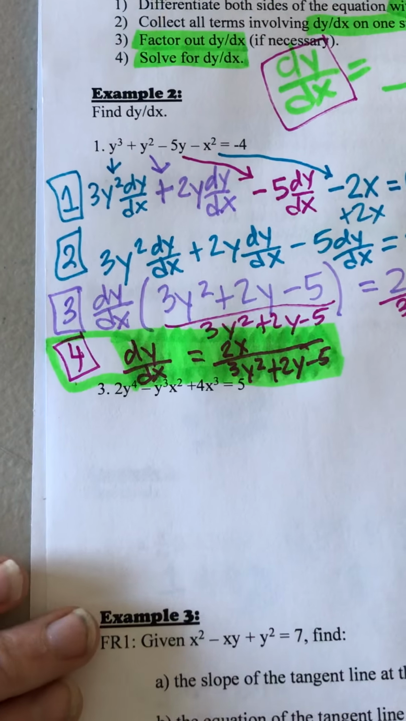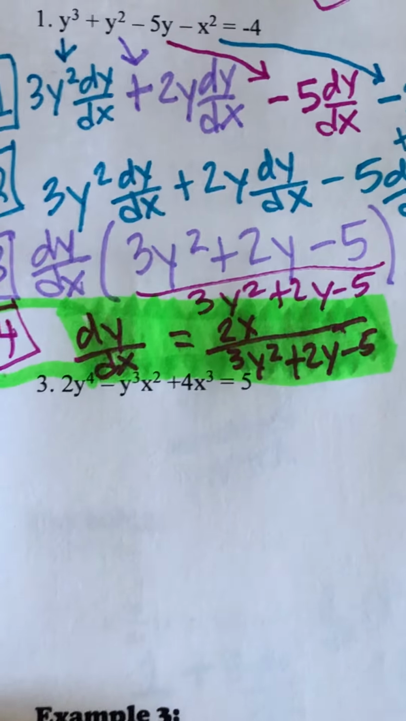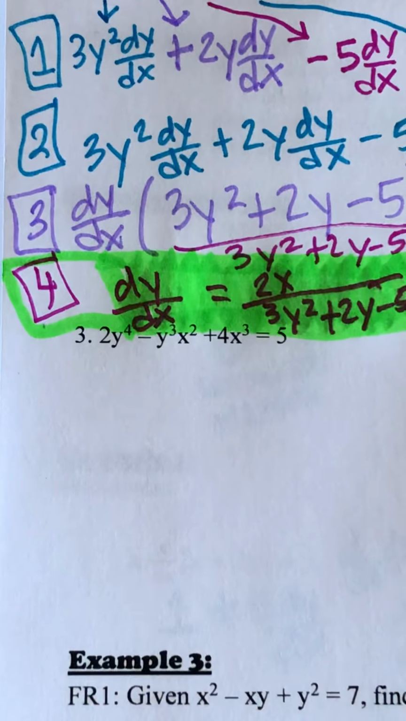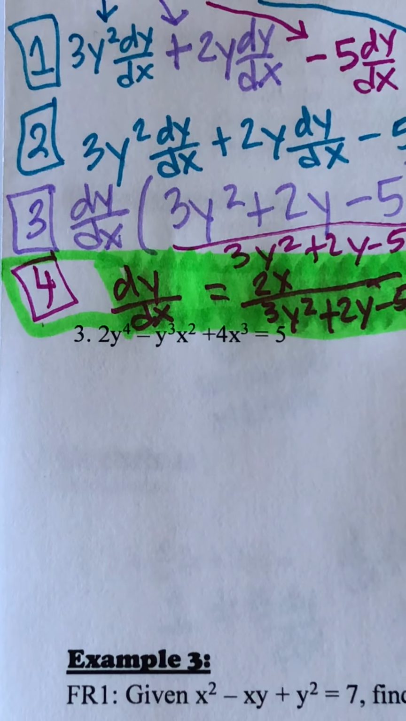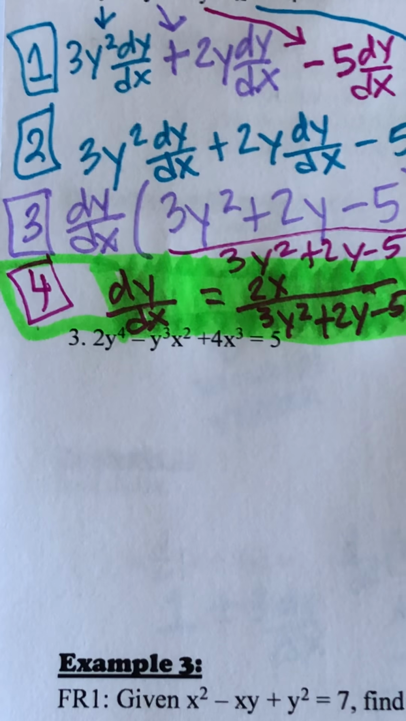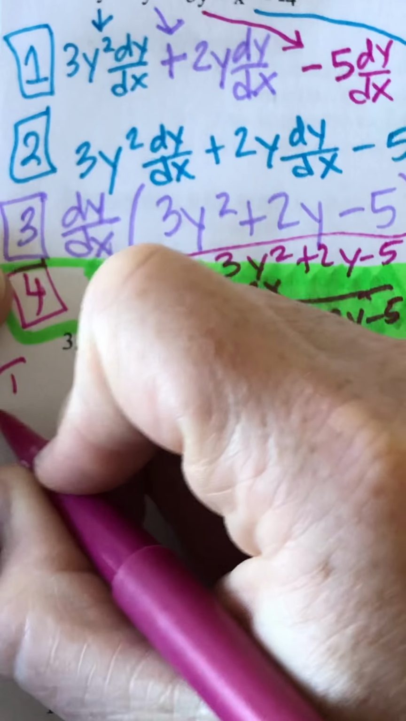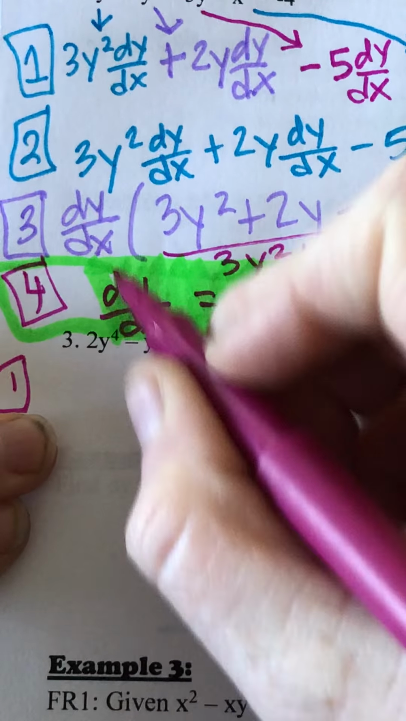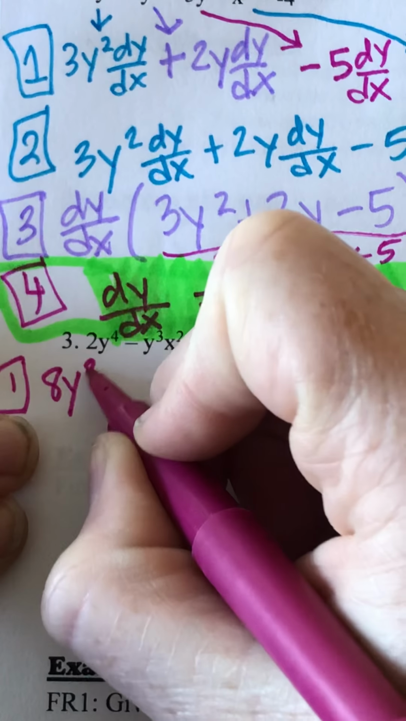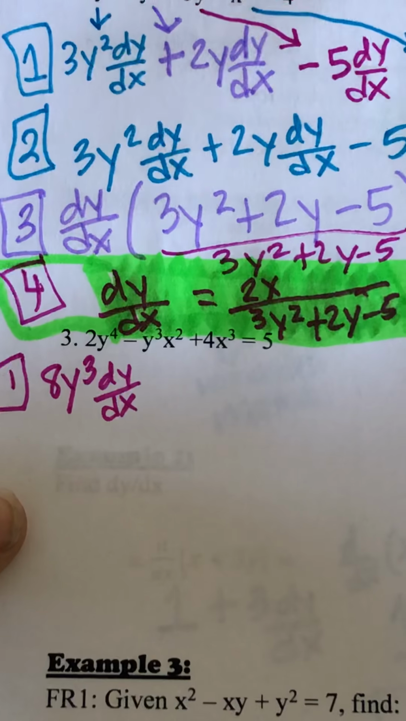Okay, number 3. So if you think you got it, why don't you pause and try it and see if you get it right. Check your answer. If not, just follow along with me. So I'm going to take the derivative of each term, and if there's a y there, I'm going to tag on dy/dx. So for step 1, the derivative of 2y to the fourth is 8y to the third. Then I have to put on dy/dx because it's y.